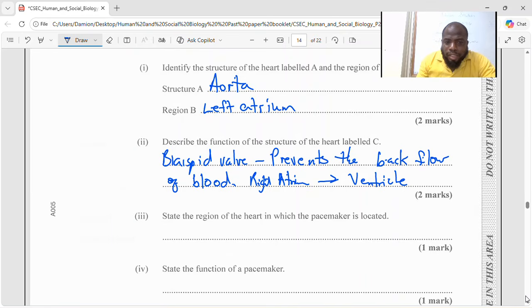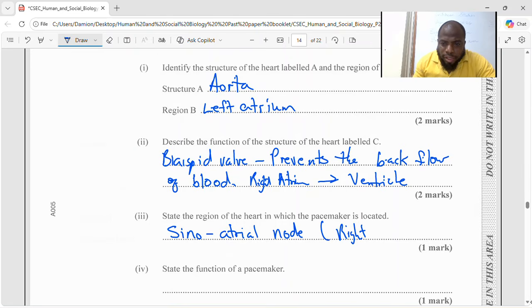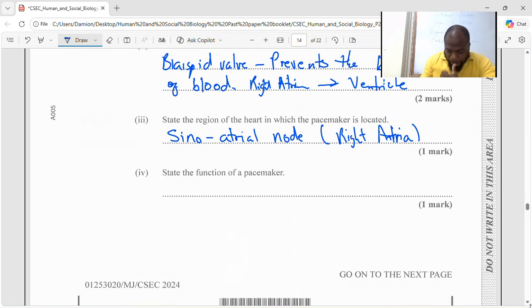So the next question says, state the region of the heart, says the sinoatrial node. And this is found in the right atrium. And so what it really does, it helps with the impulses that are happening in terms of your heartbeat.